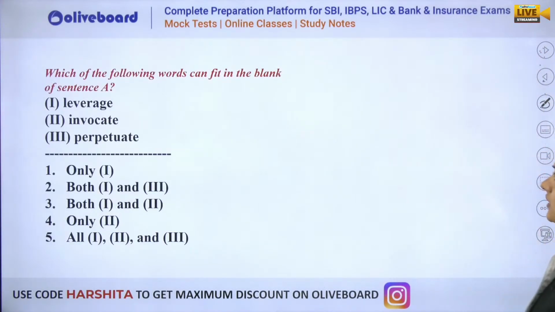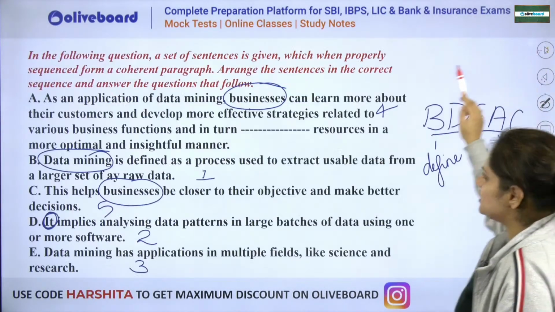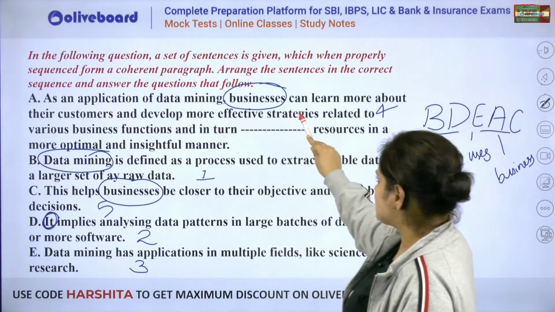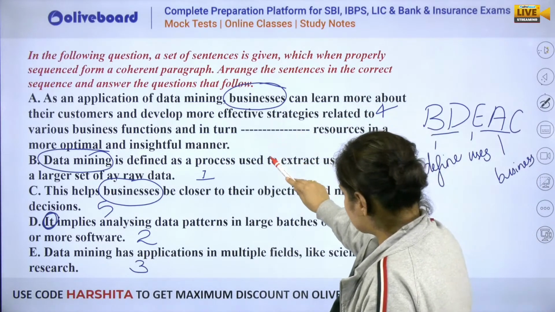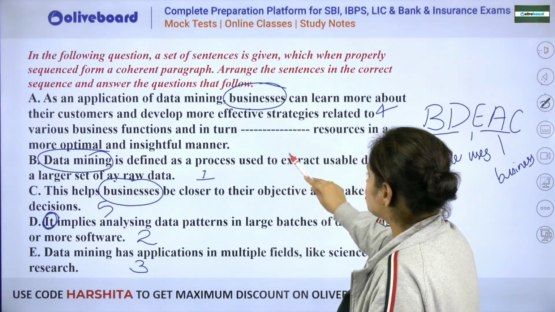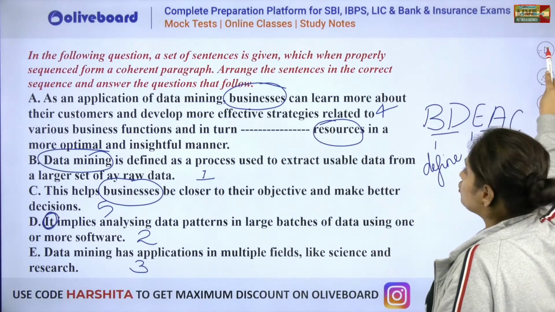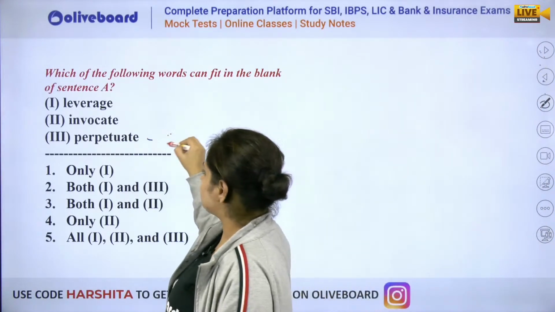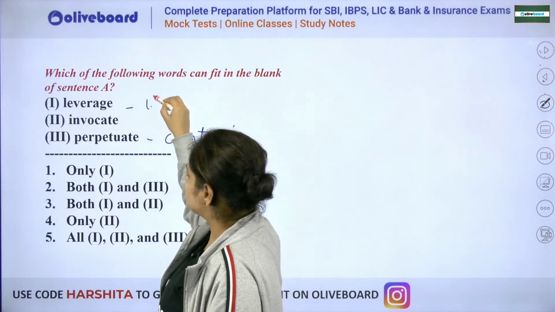Okay, next one, there is a blank in A. Which word can come in the blank? So this is easy. Now here, as an application of data mining, businesses can learn more about their customers, develop more effective strategies related to various business functions, and in turn dash resources. What they can use? Use resources. What is the word given for use? Perpetuate means continue. Okay, leverage means use.